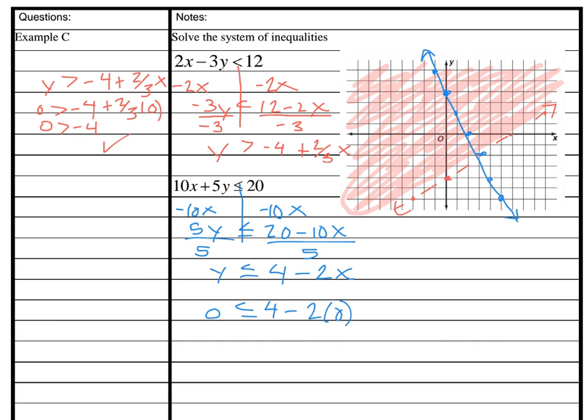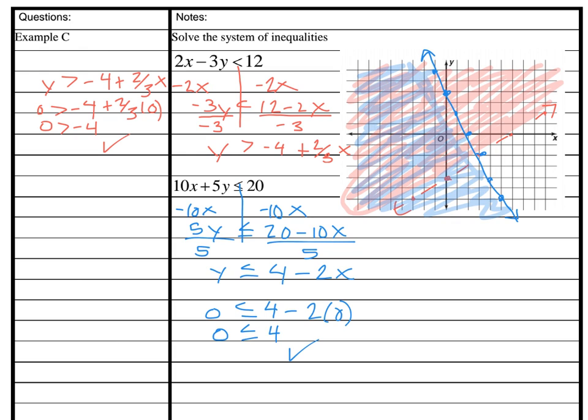Alright, so your line should look like mine, and now I'm checking the point to see where to shade. I like to check 0, 0. So I have 0 is less than or equal to 4 minus 2 times 0. So 0 is less than or equal to 4. And now negative 2 times 0 is just 0. And 0 is less than 4. So that is good. So when I shade, I want to include the point 0, 0. 0, 0 is right here. So I shade everything on this side of my line.